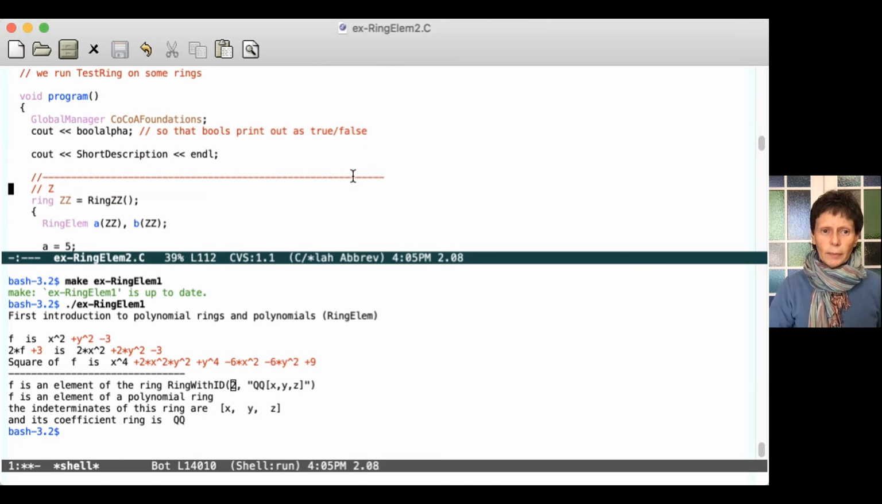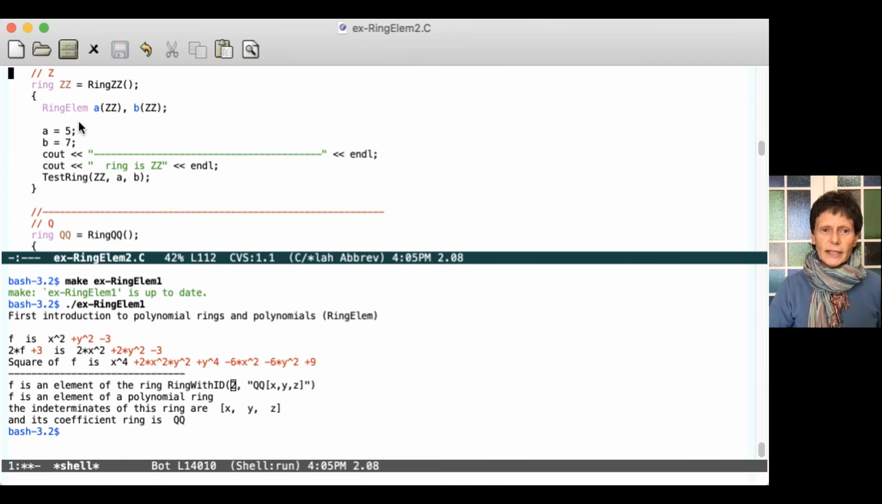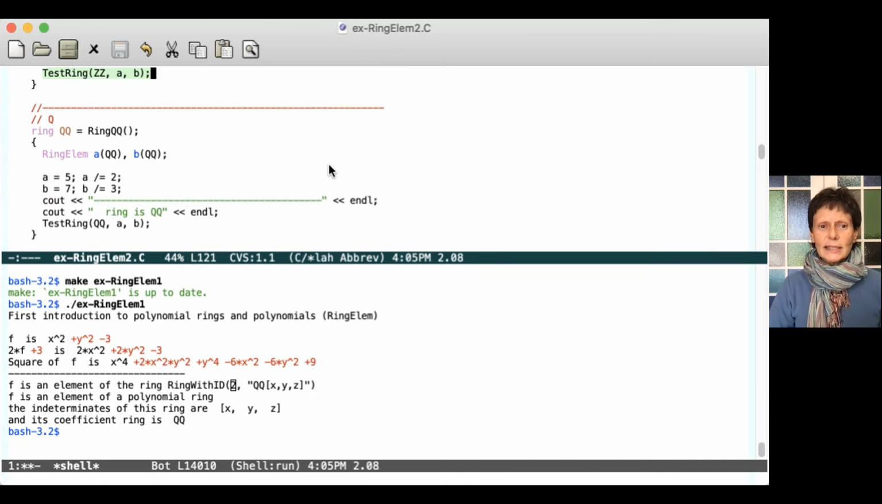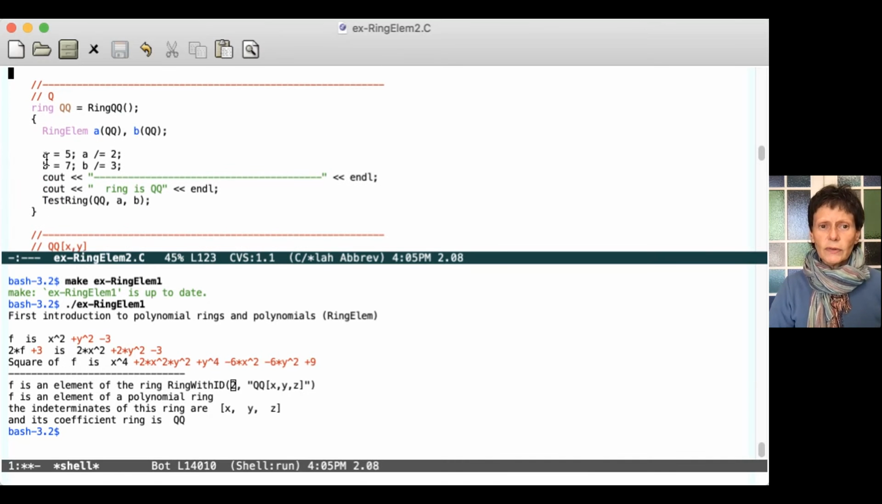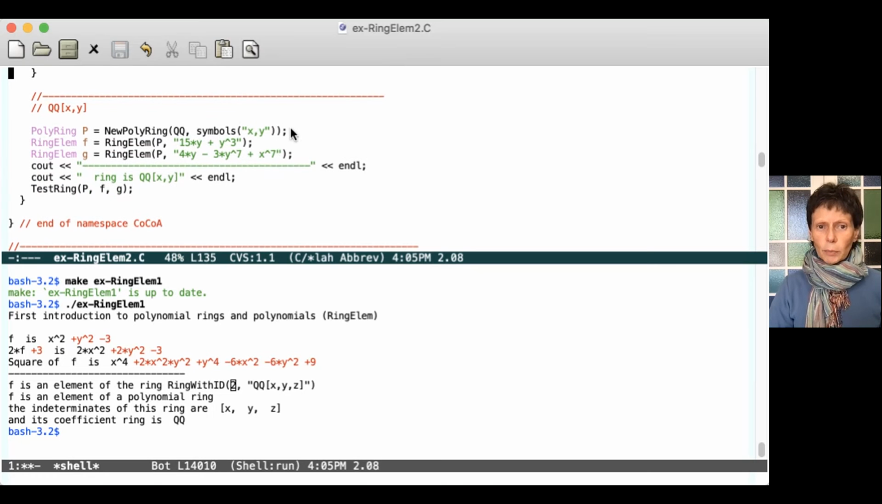So this is the program, and in the program it creates some rings. So it creates the ring ZZ and 2 elements, A and B, whose values are 5 and 7, and calls this test ring for ZZ, A and B. And then it does the same for other rings, like QQ, creates A and B, 2 fractions, and calls all the tests. Then makes 2 polynomials, F and G, and calls the test again.